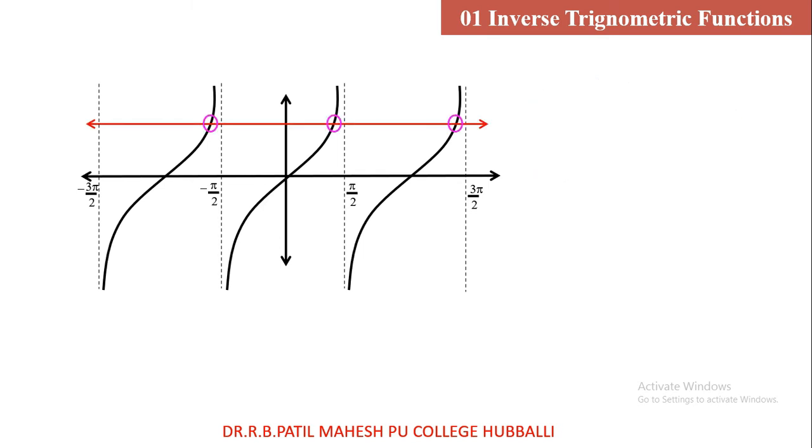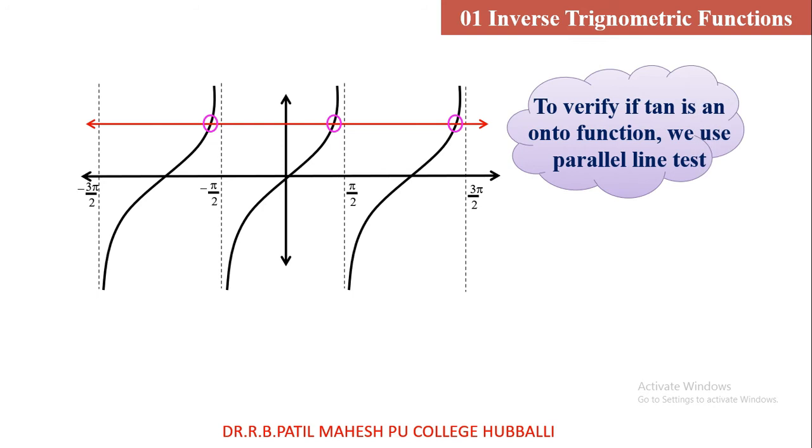Is the line meeting the graph at only one point? No, it's meeting the graph at more than one point. To verify whether tan is an onto function, we use the parallel line test.